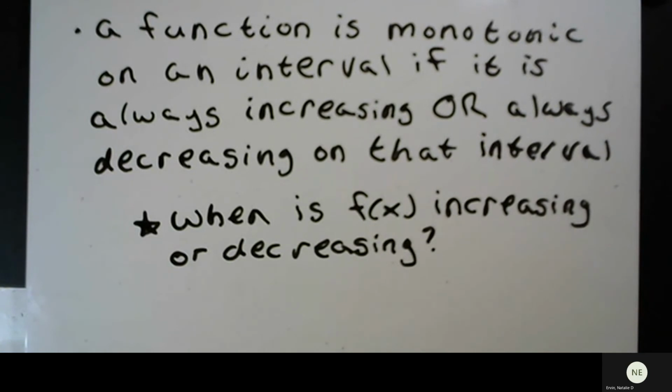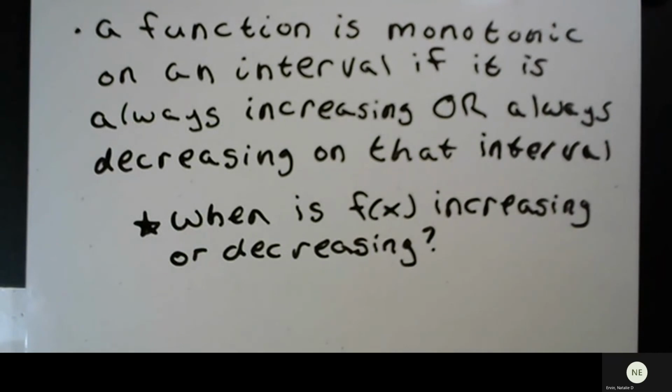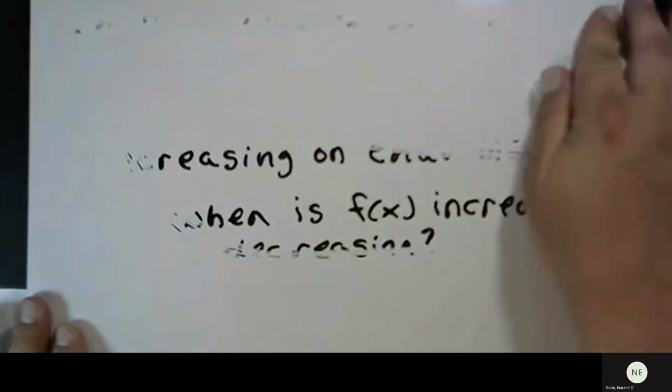So to do this, we're going to use our derivative. If we think about this, what we're going to see is that when you have a function with tangent lines that have positive slopes, then that function is going to be increasing. And if the tangent lines have negative slopes, then the function will be decreasing. So let me draw a picture just to illustrate what that looks like.